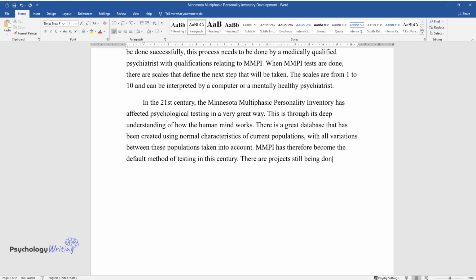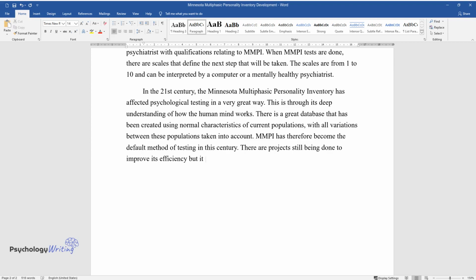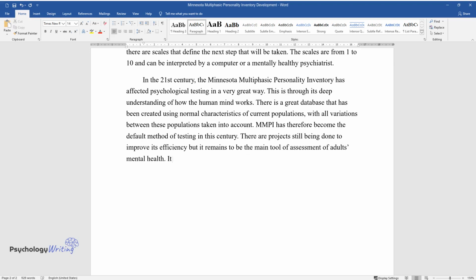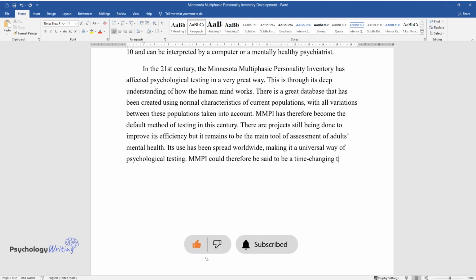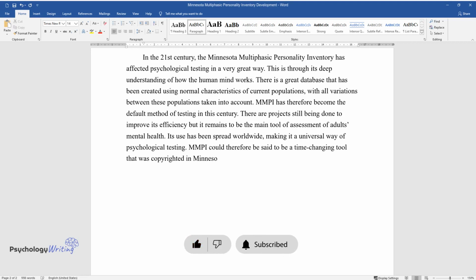There are projects still being done to improve its efficiency, but it remains the main tool of assessment of adults' mental health. Its use has been spread worldwide, making it a universal way of psychological testing. The MMPI could therefore be said to be a time-changing tool that was copyrighted by Minnesota University.